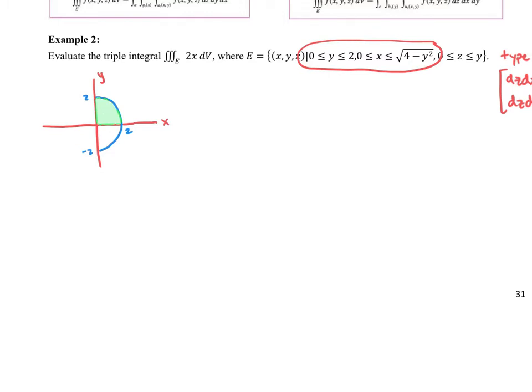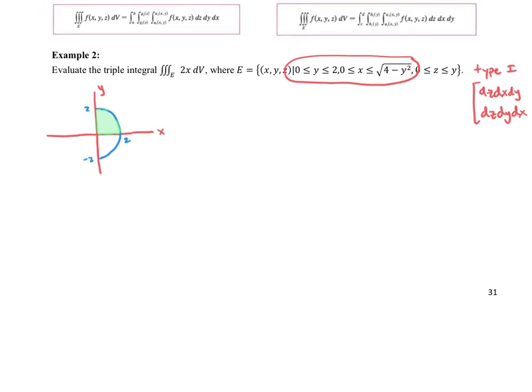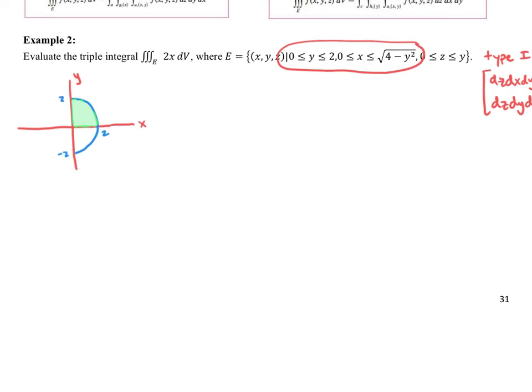If you're sitting at your iPad or your paper looking at this, the three-dimensional object E is hovering above the page, and if you were shining a flashlight on it, this is the shadow it casts on the xy plane. That gives us a sense of what the parameters of x and y are going to be. We could write this as dz dx dy or dz dy dx. I'm going to go with the way it's written in the problem.